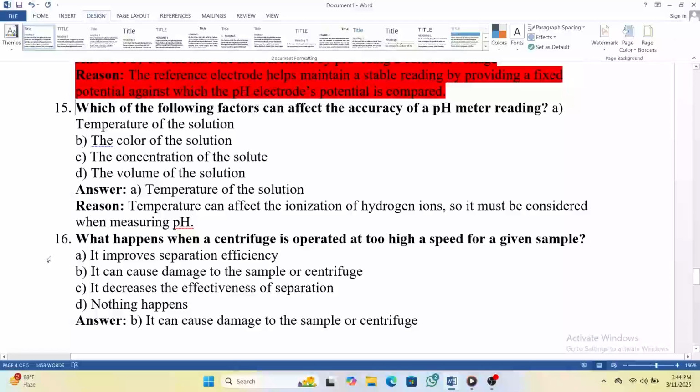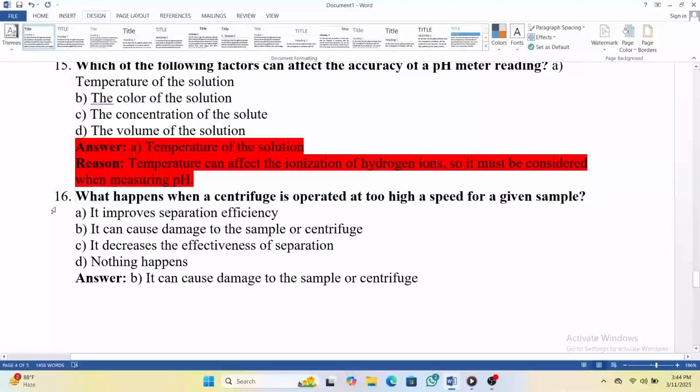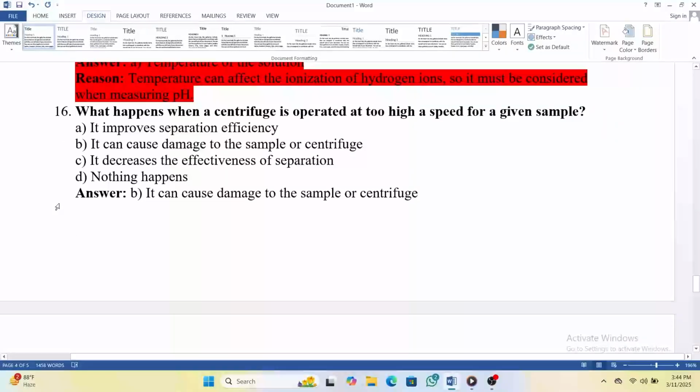15. Which of the following factors can affect the accuracy of a pH meter reading? A. Temperature of the solution. B. The color of the solution. C. The concentration of the solute. D. The volume of the solution. Answer: A. Temperature of the solution. Reason: temperature can affect the ionization of hydrogen ions, so it must be considered when measuring pH.